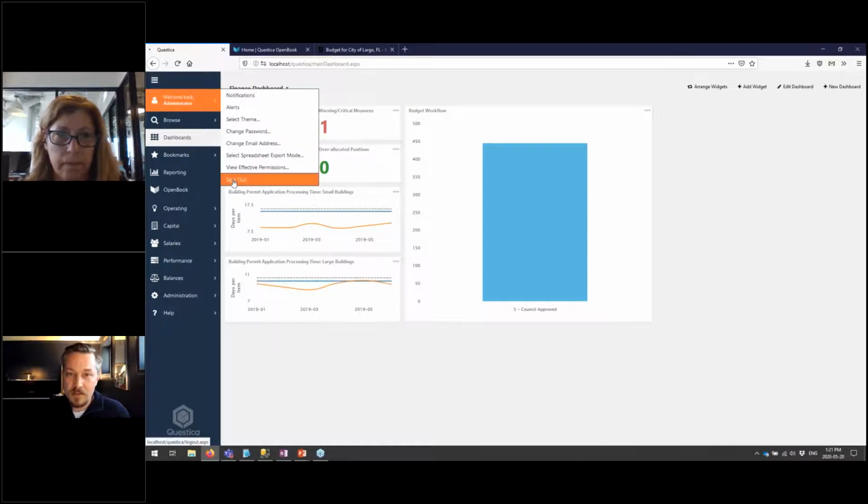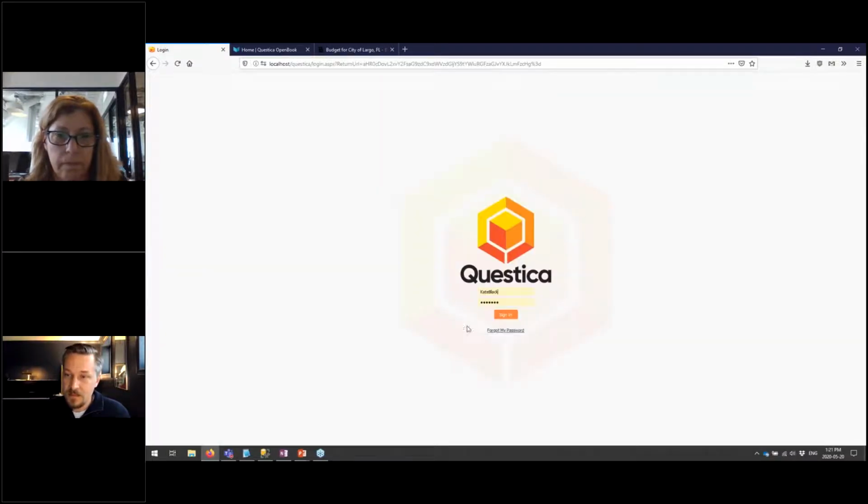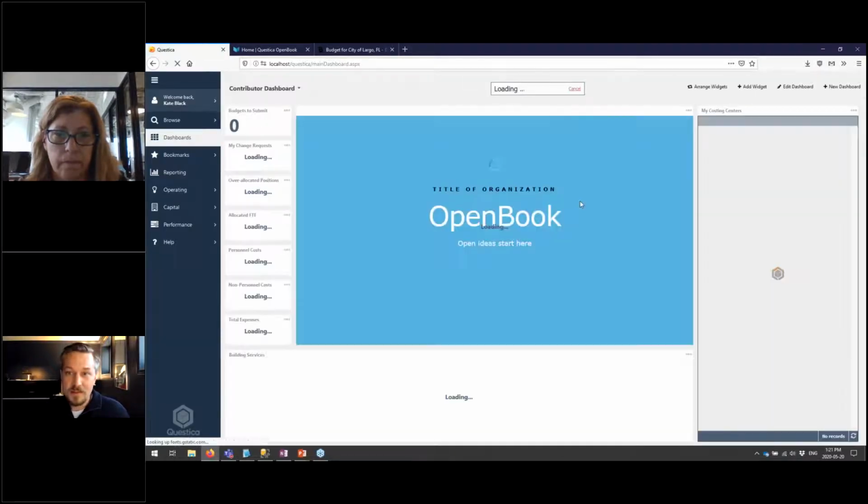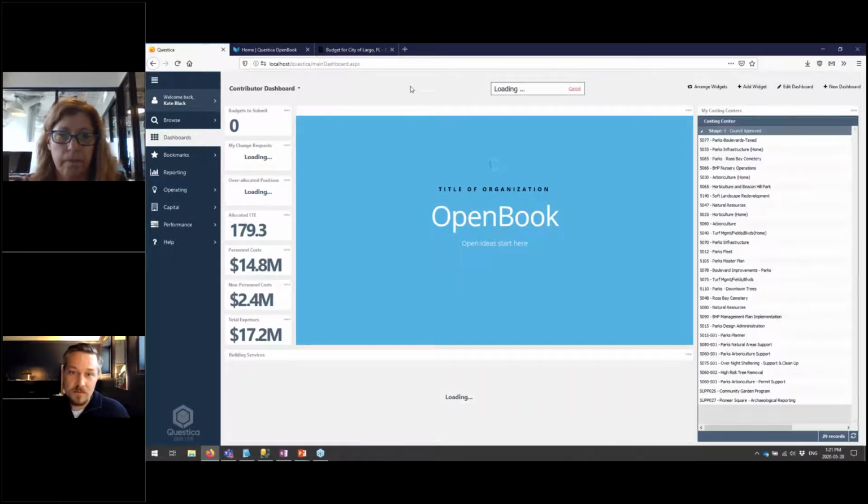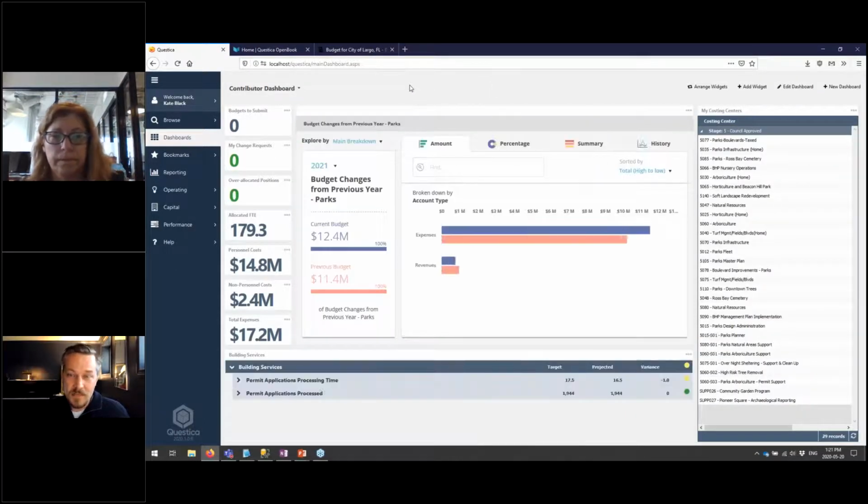So now I'll log in as an agency user. Kate Black is in Parks and Recreation, and Kate has been asked to work up some reductions to meet a certain threshold. So this is the sort of dashboard that Kate would be looking at during normal budget development, including a list of her costing centers. But now she's being asked to go in and develop these specific reductions.